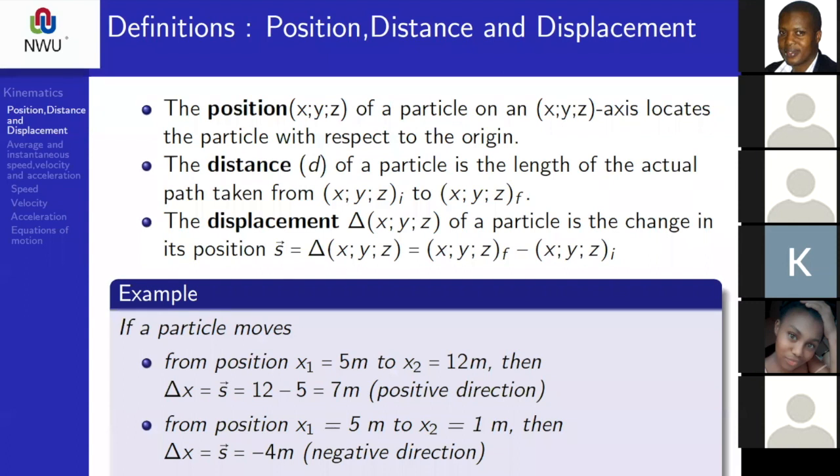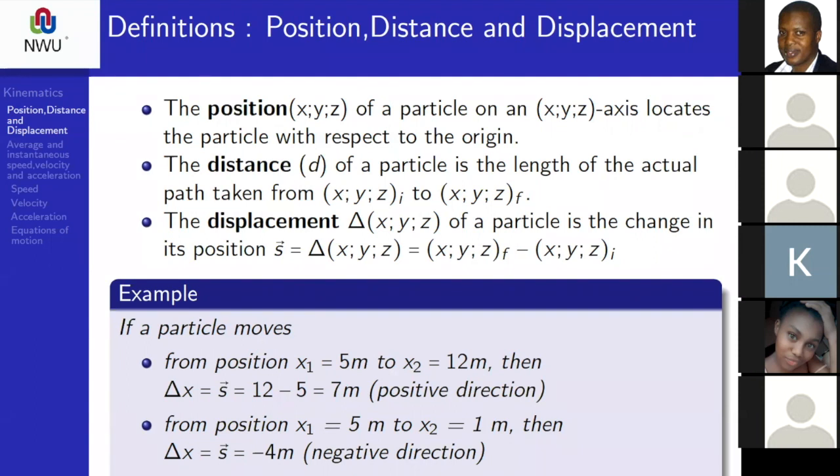And then from position x1 equal to 5 meters to position x2 equal to 1 meter, you were 5 meters ahead, now you're coming backwards, isn't it? Final minus initial, 1 minus 5, and then you get minus 4 meters. And it is in a negative direction, meaning you are reversing, okay? So it means you basically took 4 steps backwards, or 4 meters in the opposite direction.